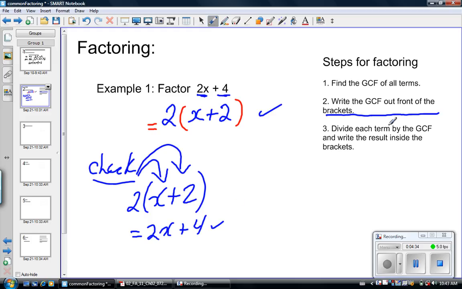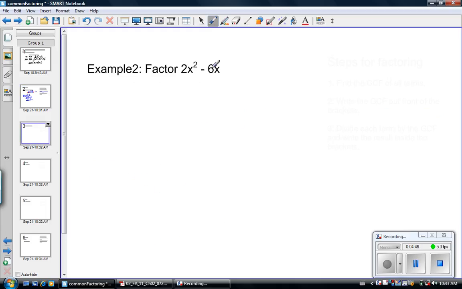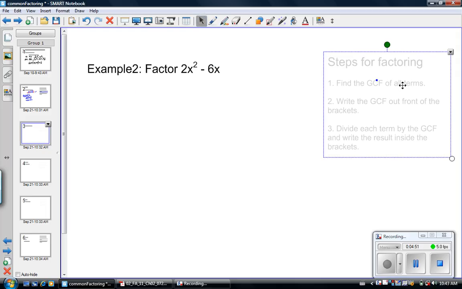So these 3 steps we're going to follow for all common factoring problems. Look for the greatest common factor of all the terms, write it out front, and divide each term by the greatest common factor for the inside of the brackets. Okay, so let's factor this.